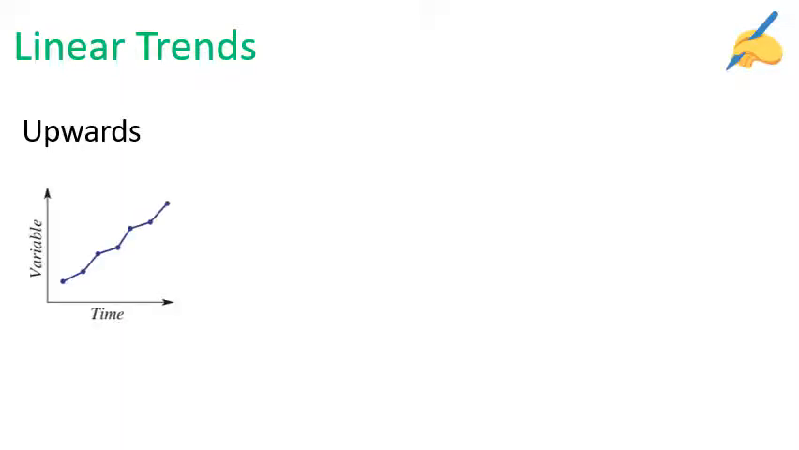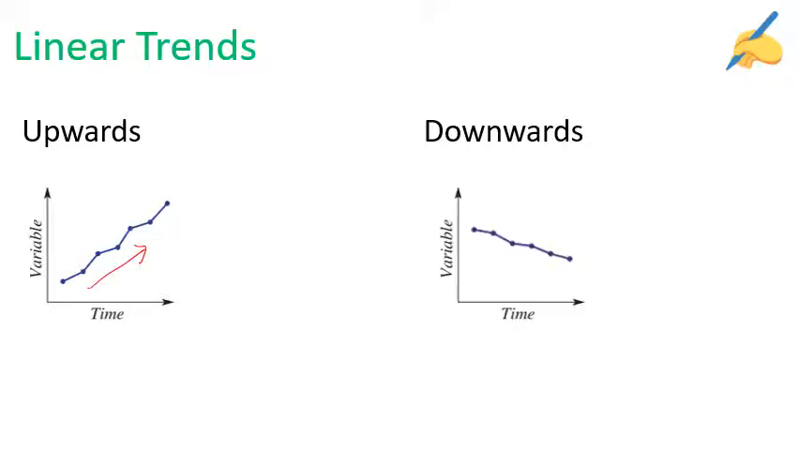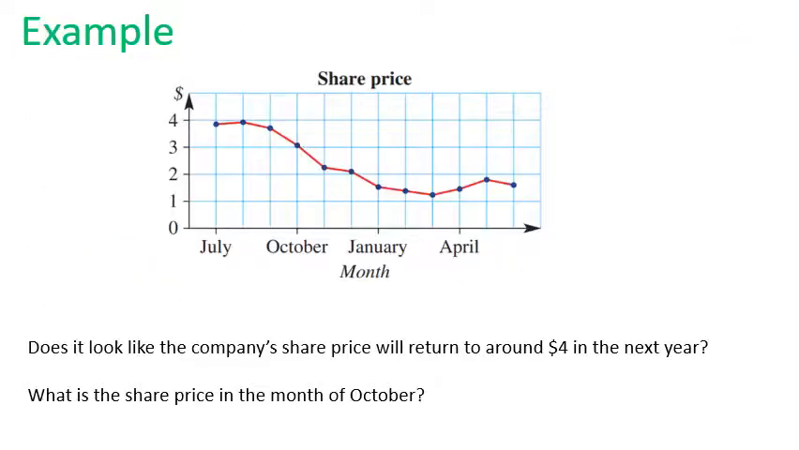In describing linear trends, we should also talk about the direction of the graph. So it can either be upwards, which is going in an upwards direction, like this, or downwards, like this, going in a downwards direction. Let's have a look at an example.